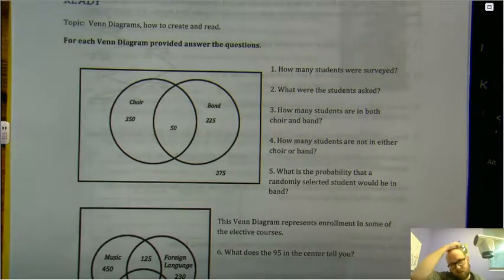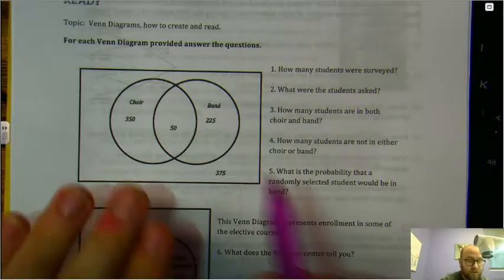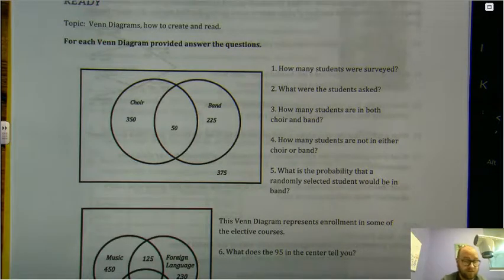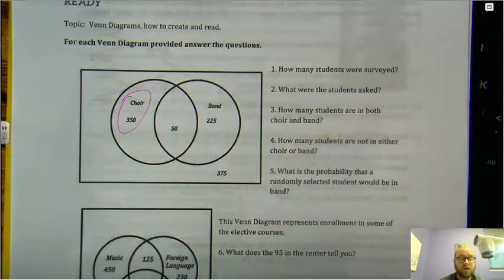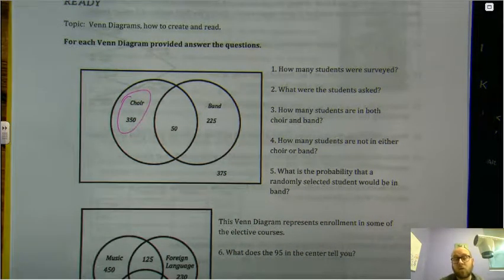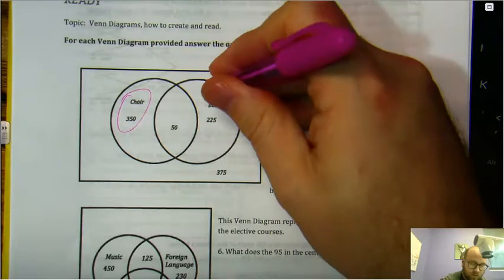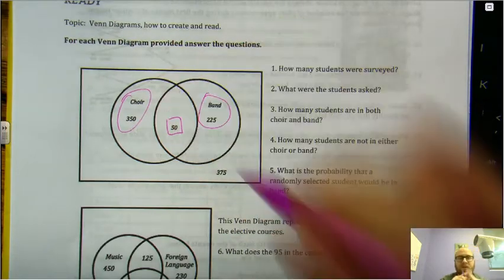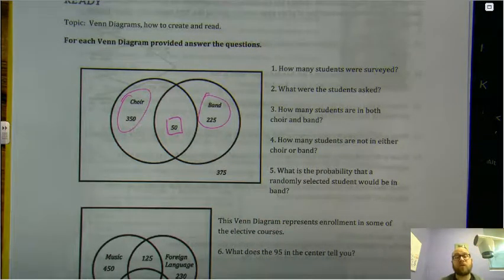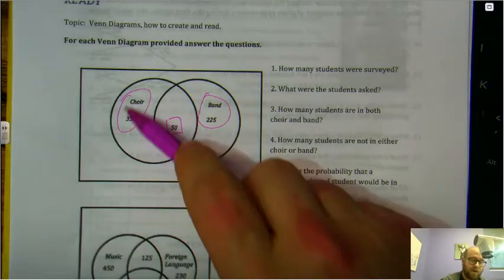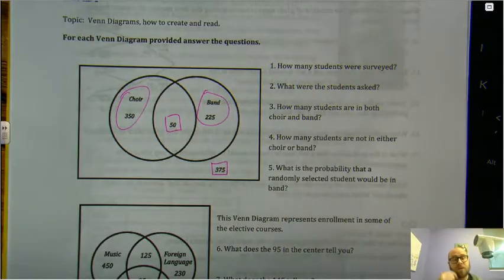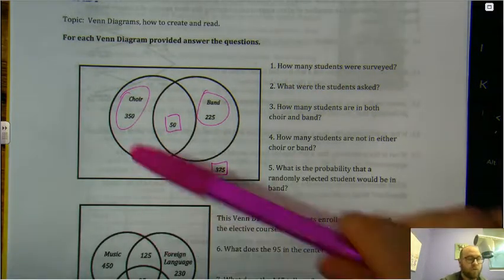The very first section is going to be on Venn diagrams, and Venn diagrams represent a way of grouping information. So when we look at something like this, where it's choir and band in this Venn diagram, we have to know what the Venn diagram is asking us to see. This is telling us that there are 350 people that are only in the choir. We then see that there are 225 people that are only in the band. And then we have this 50 represented in the joining of the circles. This represents that there are 50 people who are both in the choir and in the band. And then finally, outside of that, we have a 375, and that represents the number of people that are neither in choir nor band.